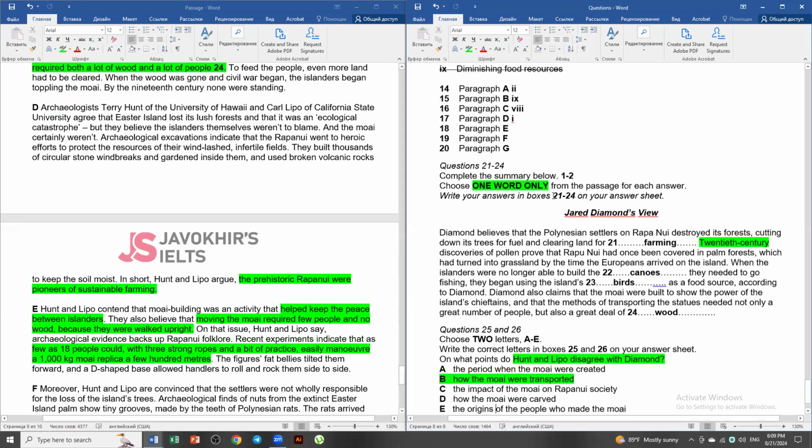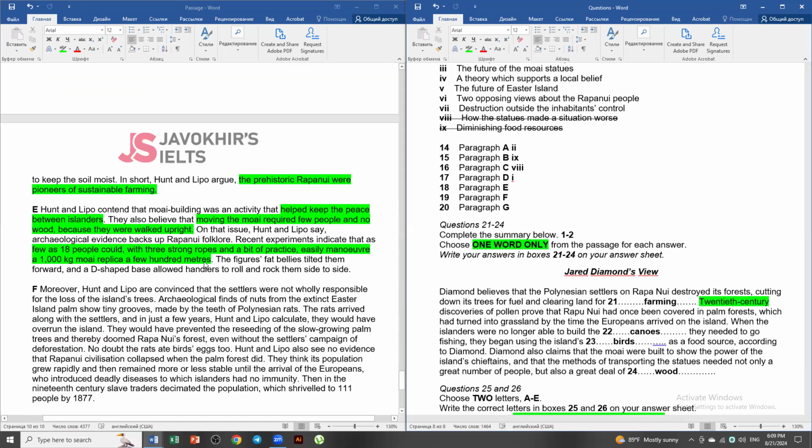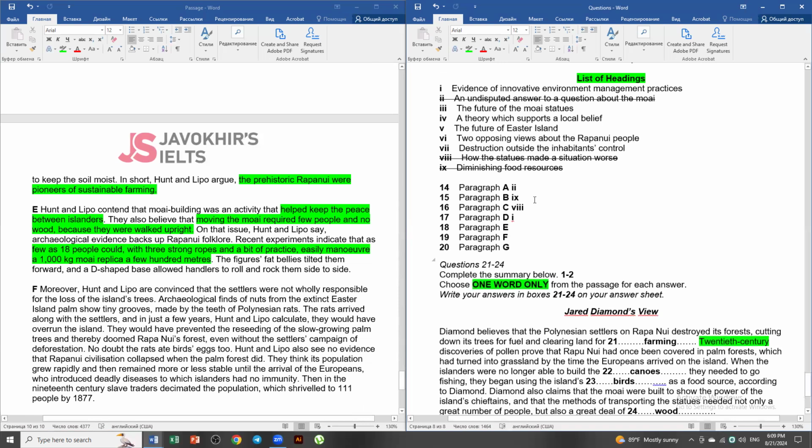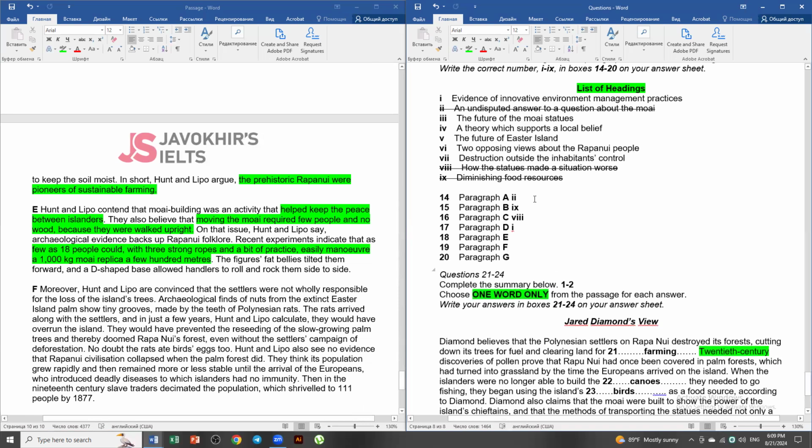But the paragraph E is about destruction outside the inhabitants' control. No, not really. A theory which supports a local belief. The future of the Moai statues, no. The future of Easter Island, no, no, no, no. I think that's number four. I'm gonna give it a number four.